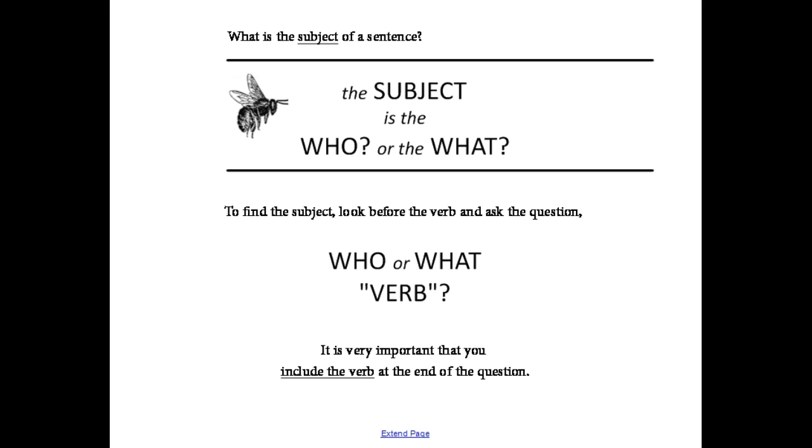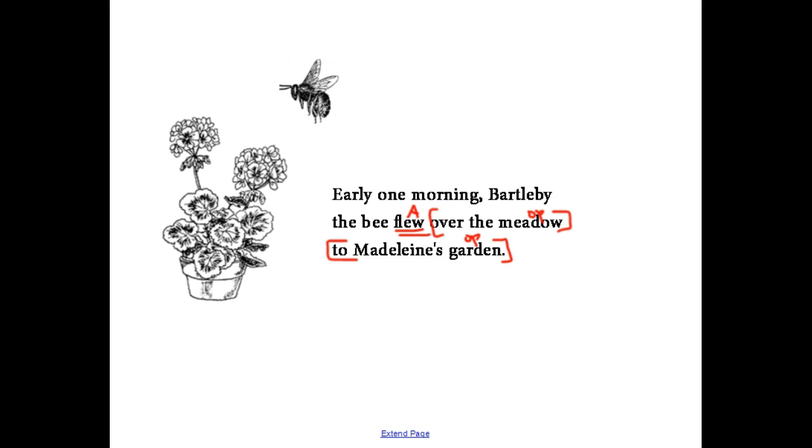So to find the subject, you want to look before the verb and ask the question, who or what verb? And it's very important that you include the verb at the end of the question. If you don't, then you're going to be confused in future steps and you're going to get things wrong. So make sure you're asking this question exactly as I have it here, who or what verb? When we look at our Bartleby sentence, who or what flew? The answer, of course, is Bartleby flew.